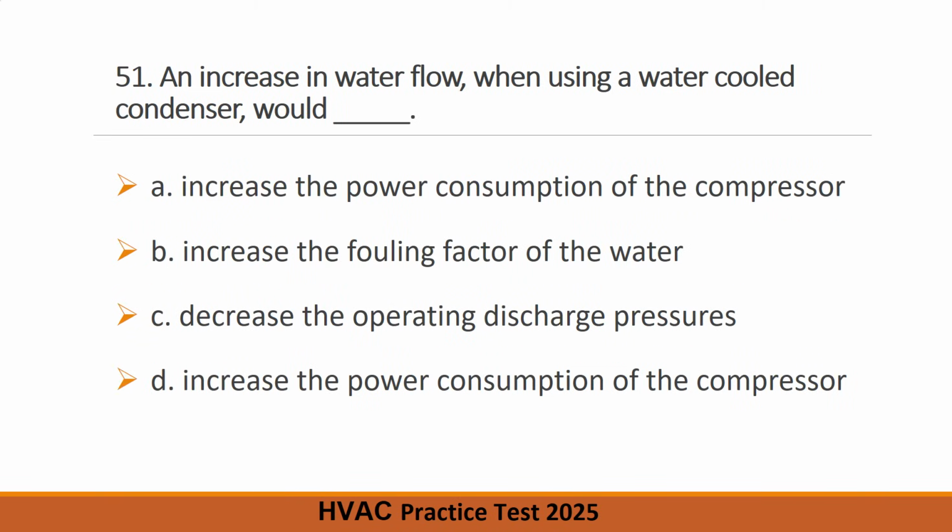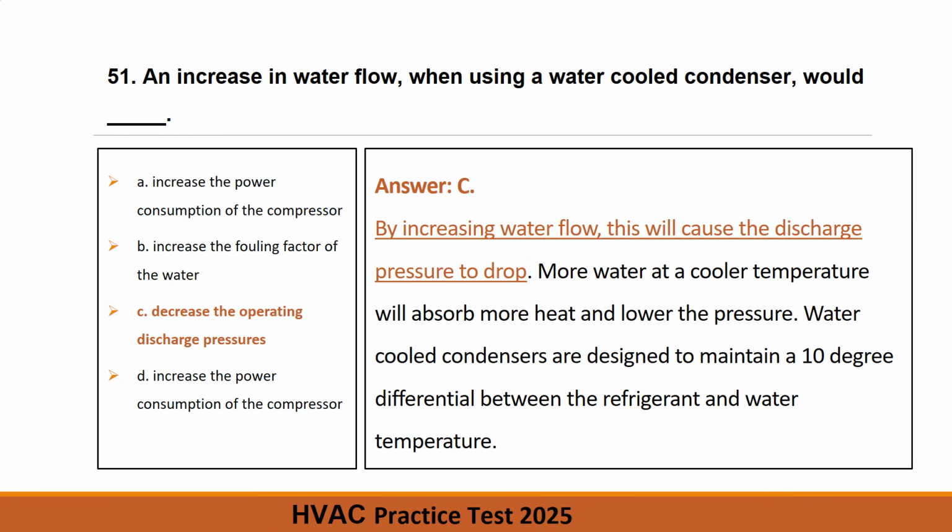51. An increase in water flow, when using a water-cooled condenser, would A. Increase the power consumption of the compressor. B. Increase the fouling factor of the water. C. Decrease the operating discharge pressures. D. Increase the power consumption of the compressor. Answer, C. By increasing water flow, this will cause the discharge pressure to drop. More water at a cooler temperature will absorb more heat and lower the pressure. Water-cooled condensers are designed to maintain a 10-degree differential between the refrigerant and water temperature.